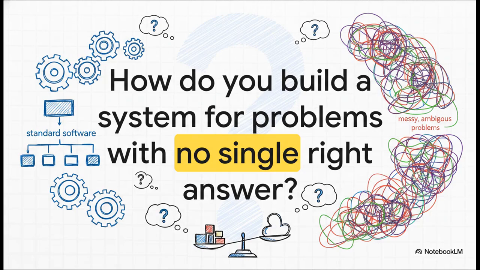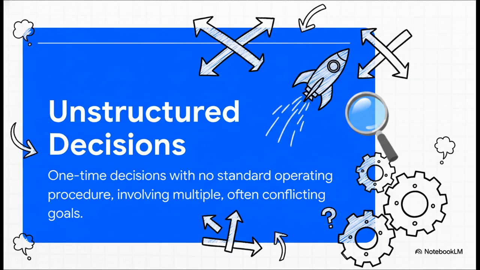And that leads us to the real heart of the issue. Most software is fantastic for tasks that have clear, repeatable steps. But how on earth do you build a system for problems where there is no single right answer? You know, the messy, ambiguous problems that you've never had to solve in quite the same way before. And that, right there, is the world of unstructured decisions.